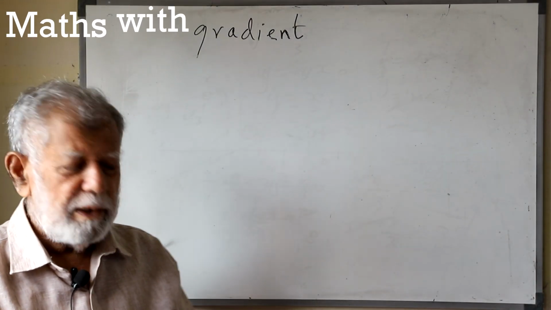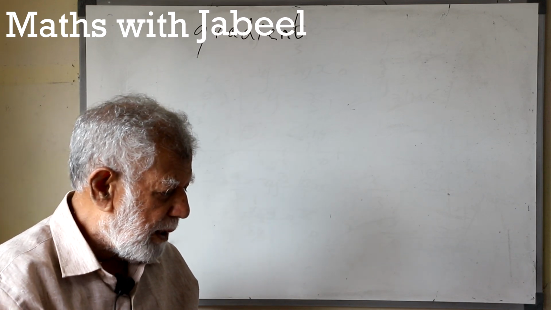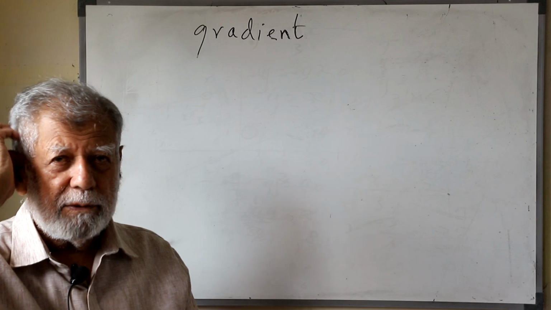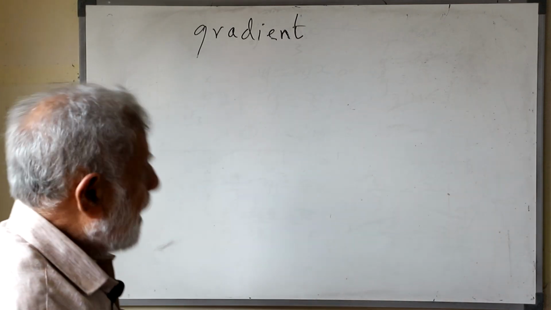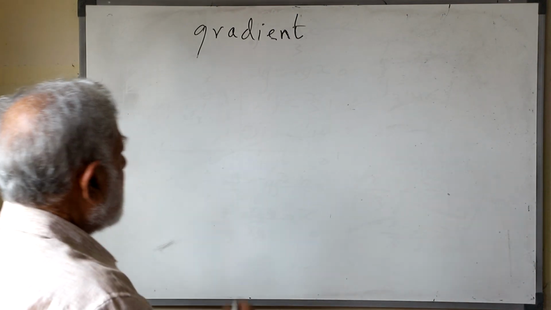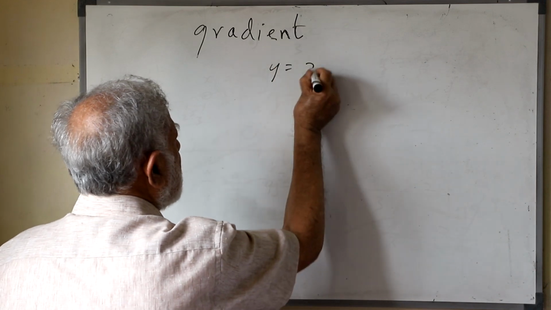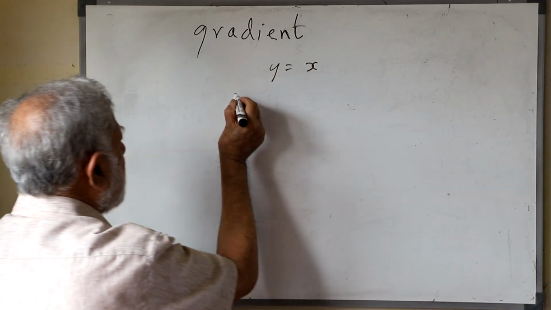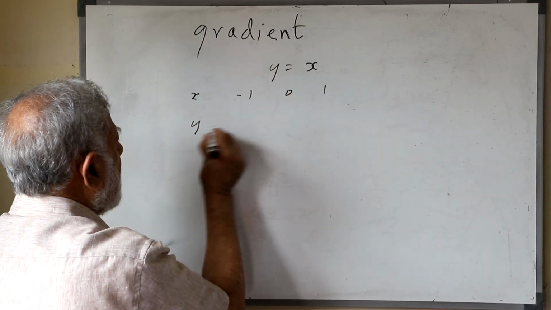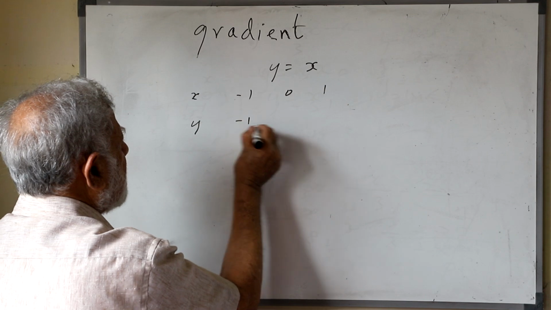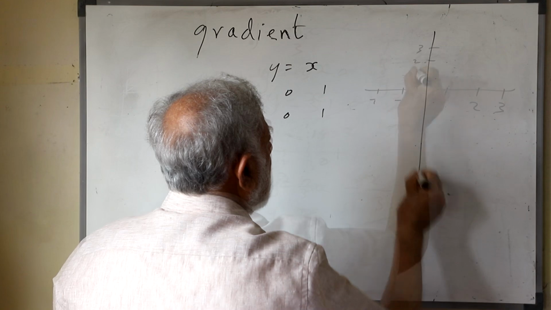In my last lesson, we found out how to find the gradients of certain lines and how to draw graphs of certain graphs. Today, we are going to find the way how to find the gradient of any line. Now, supposing we have a graph y is equal to x. We took x values -1, 0, 1 and y values -1, 0, 1. So, how did we draw the graph for this one?